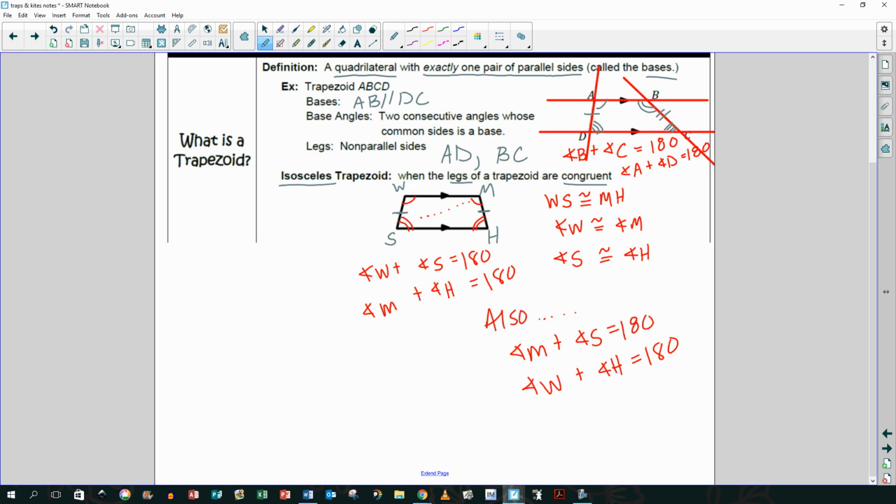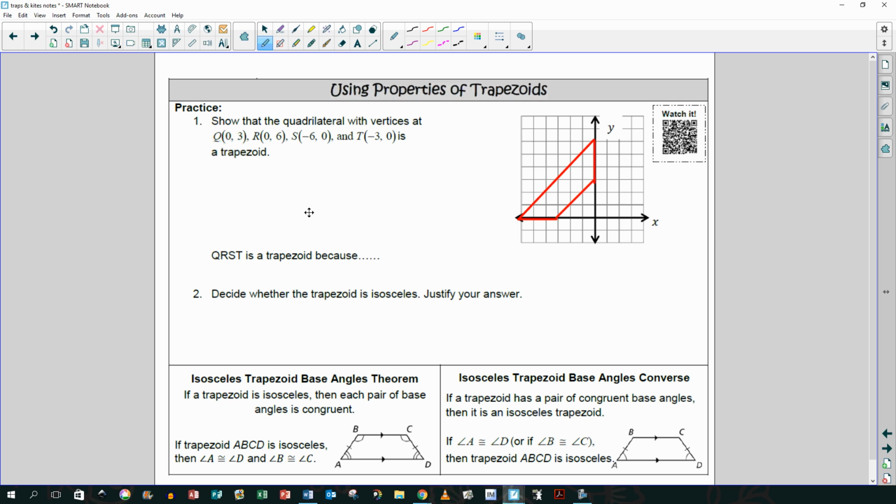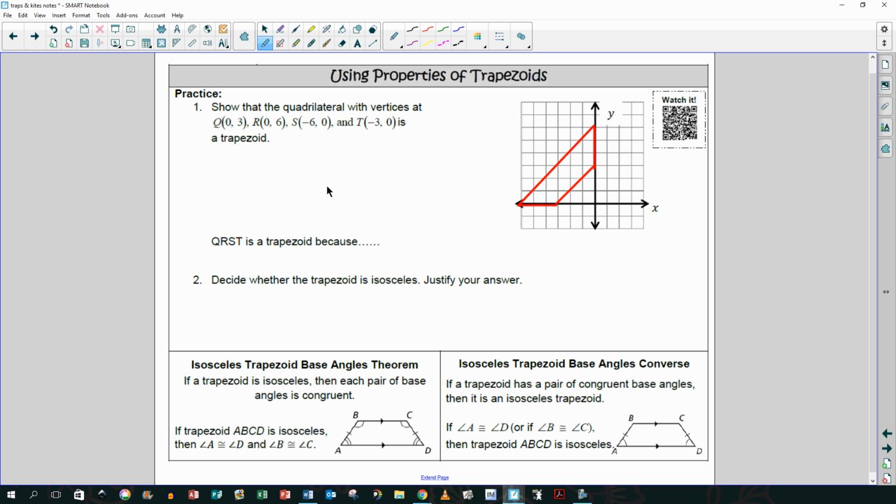All right, are you ready? So what I want you to do is plot your points and draw your trapezoid. I already have mine plotted and drawn because I can barely see the lines on that thing. So what we're going to do is show that it is a trapezoid. And remember, to be a trapezoid, I have to have one pair of parallel sides, right? Well, how do you know if the sides are parallel on a grid?